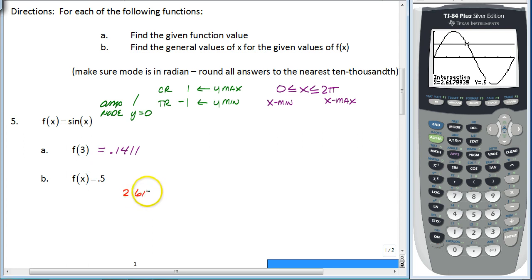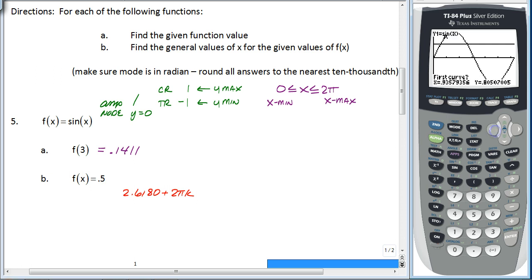2.6180, and then of course plus your 2 pi k. Don't forget about that. And then we have to go back and find this intersection as well. So you're going to press second trace 5 and you're going to jump left until you get pretty close to the other intersection.